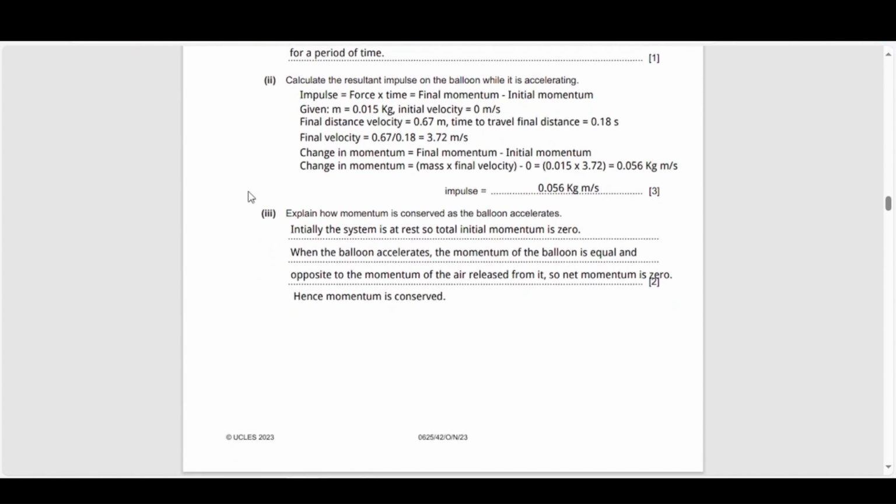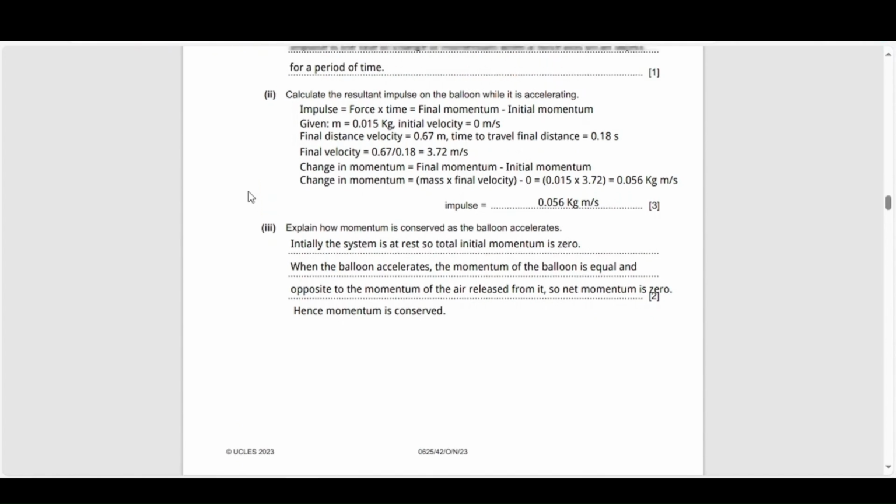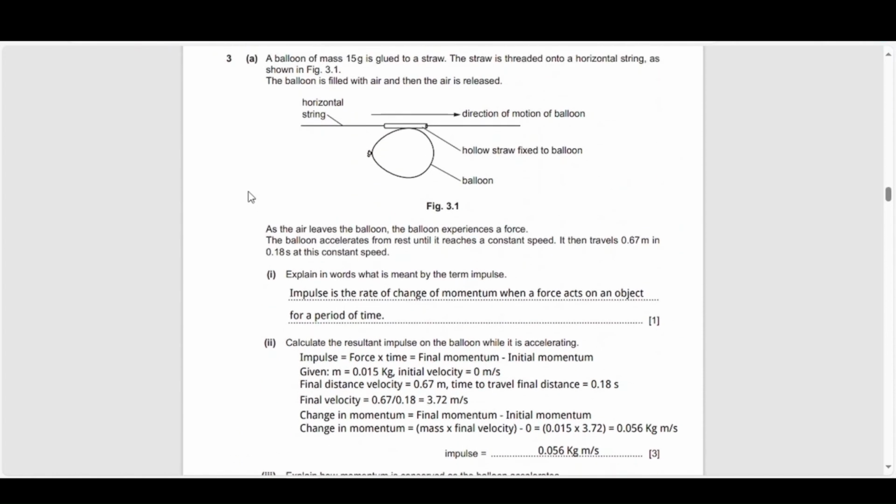So calculate the resultant impulse on the ball while it is accelerating. So we know that the impulse is the force multiplied by the time, or the final momentum minus initial momentum, as you will see in paper 2, for which again there's a link in the description. Many a time you need to choose which formula you're going to use for impulse, and the formula that you use depends on the information provided in the question. So in the question, you know the mass of the balloon, okay?